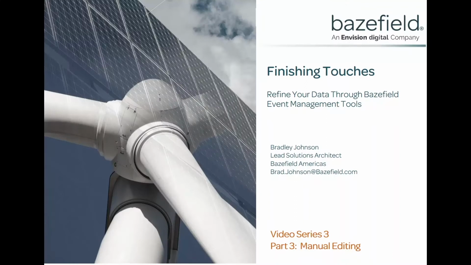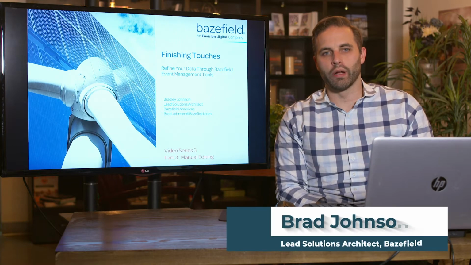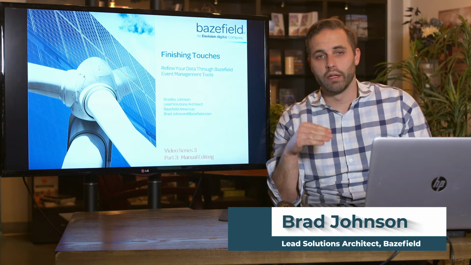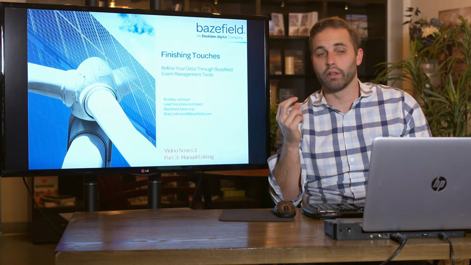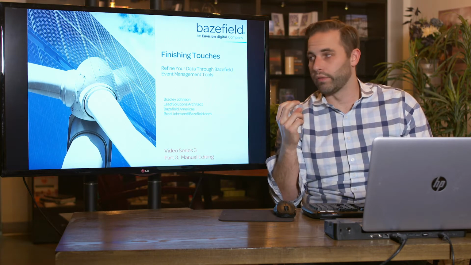Part 3 of our availability management video series, we're going to go over the process of manual editing of allocations. And this is really where the user comes into play in terms of getting that last level of accuracy in the reporting of availability and the auditing of that availability number.